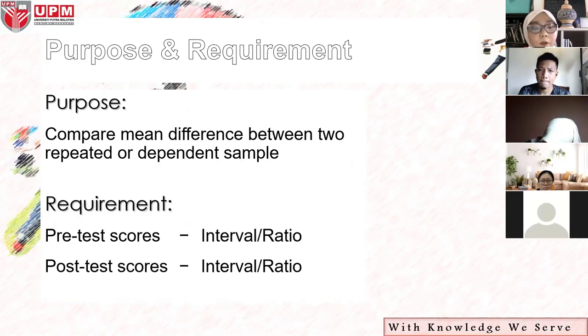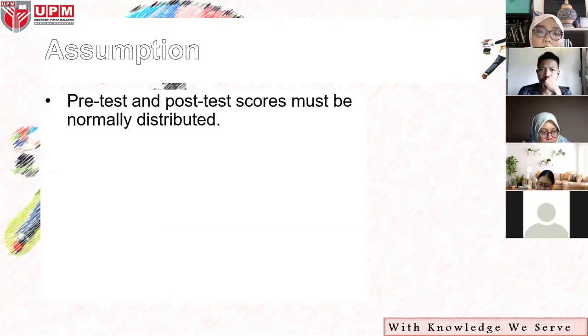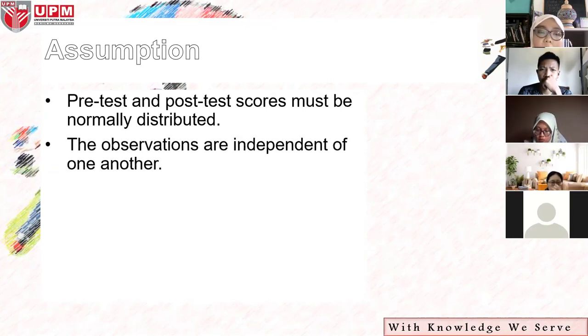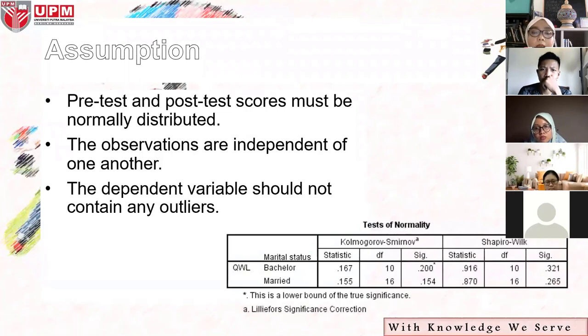Okay. So the requirement is that the pre-test score must be in interval or ratio, and the post-test score must be in interval or ratio. Both must be in interval or ratio. The assumption is that the pre-test and post-test scores must be normally distributed, both of them. And then the observations are independent of one another. And the dependent variable should not contain any outlier. This is related to the first assumption. It must be normally distributed.